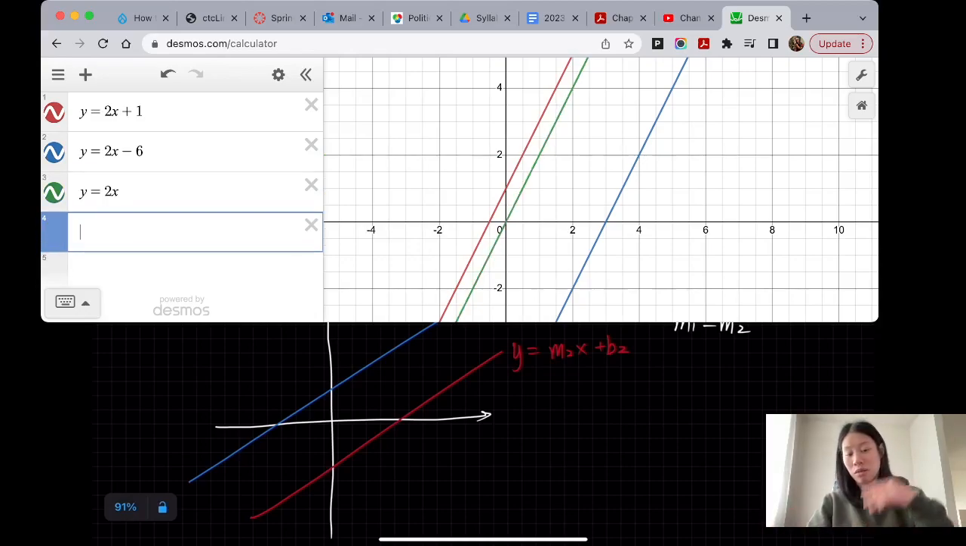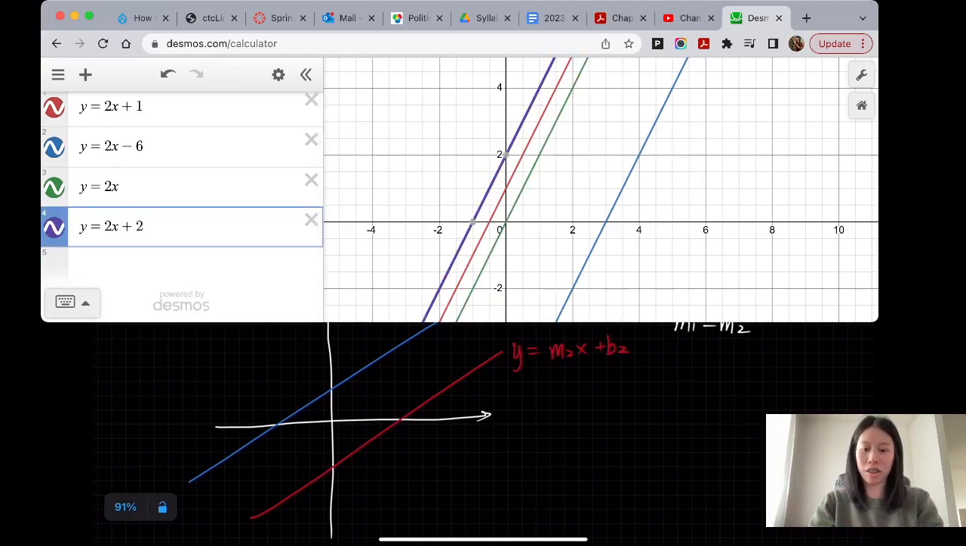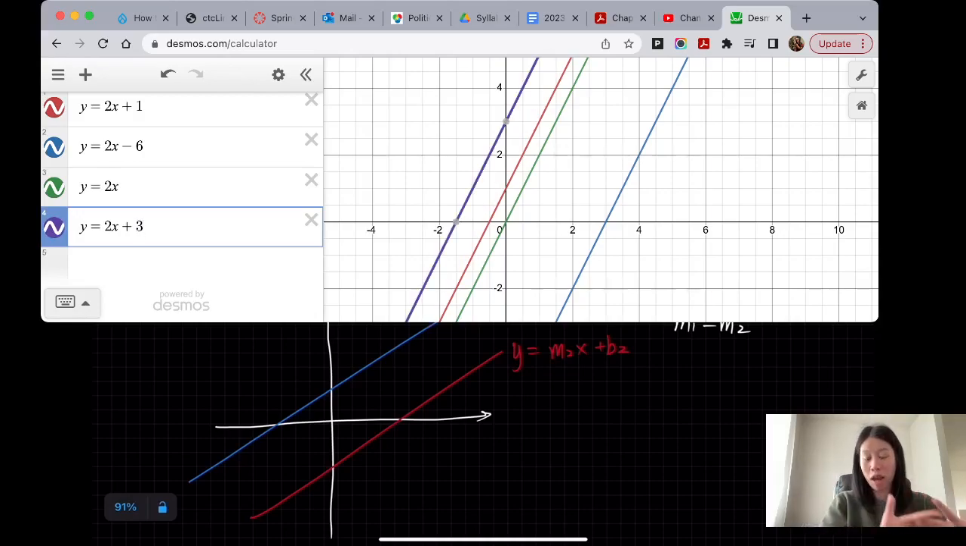Even for this one crossing the origin, which means the intercept is 0, it's still parallel. Or I give you another one, x plus 3. So look, they are all parallel to each other. So as long as the slopes are equal to each other, we will get a parallel line.